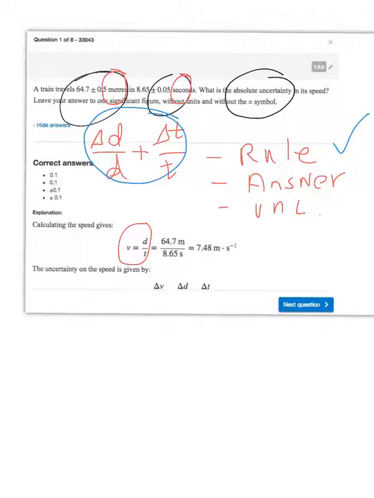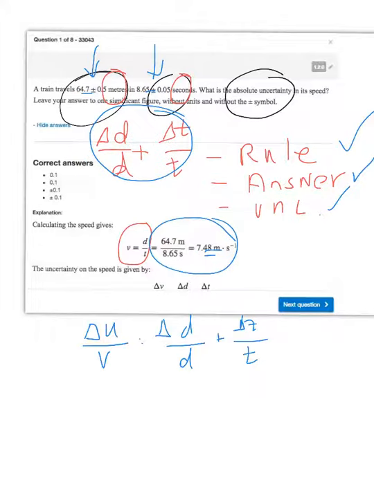So put aside the percentage uncertainties for 1 minute and actually just deal with the real data, which is a distance of 64.7 and a time of 8.65. You'll get a value of 7.48 meters per second. Once you have your answer, you can work out your uncertainty. It will be worked out using this relationship.